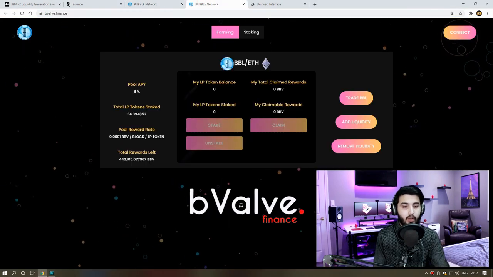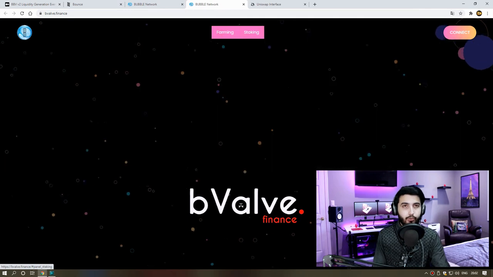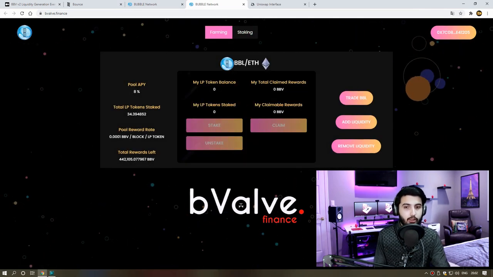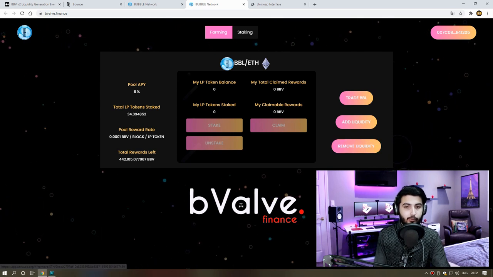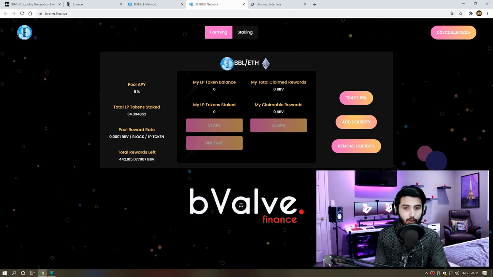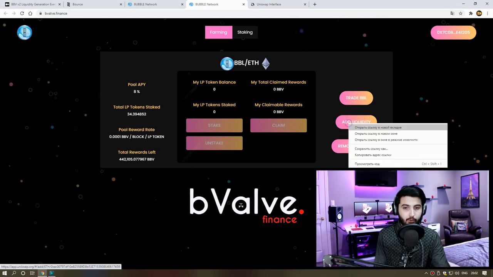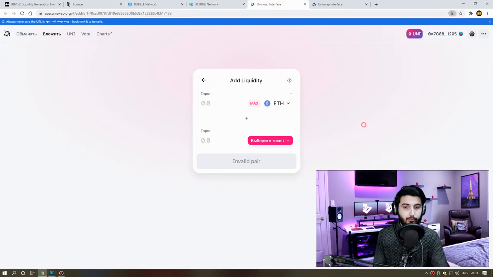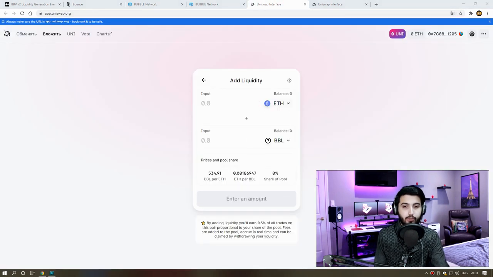Now I will show you how we can stake and farm. We will go to the website bevolve.finance, and as you can see, the farming and staking are available here. And to make a transaction, we will first connect our wallet. So I will connect my MetaMask wallet here. As you guys can see, this is the BBL or Ethereum farm. So guys, you can add the liquidity from here.